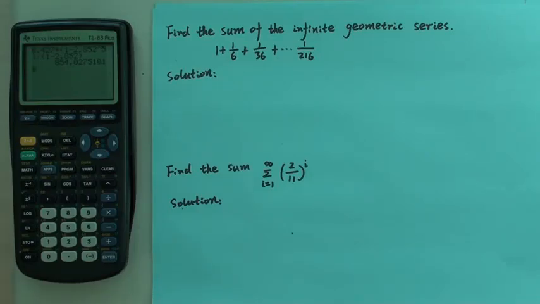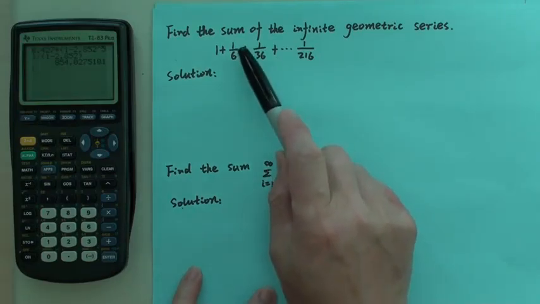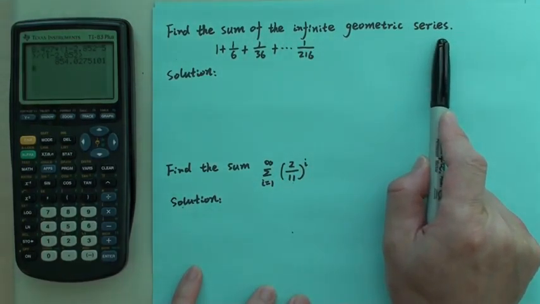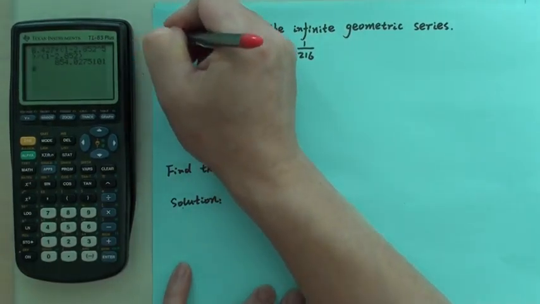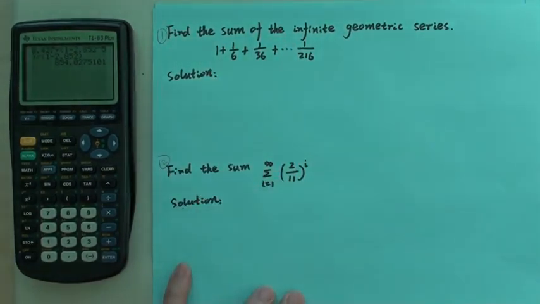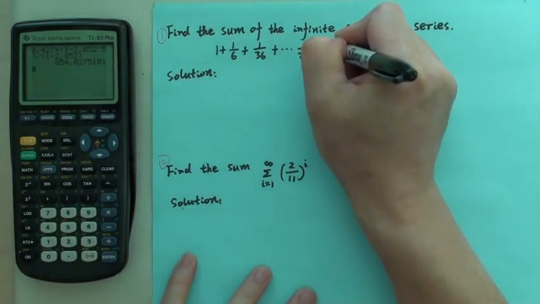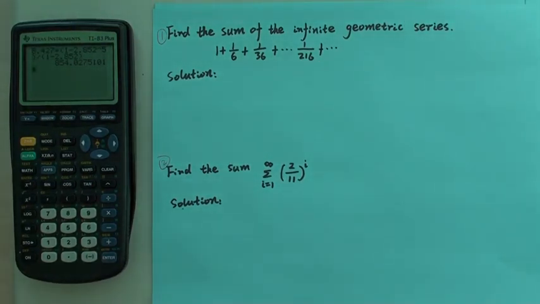In this lecture, we'll find the sum of an infinite geometric series. This is the first example, and this is the second example. Basically, it does not stop. It looks very hard. How can we know that? But actually, it's not that hard.